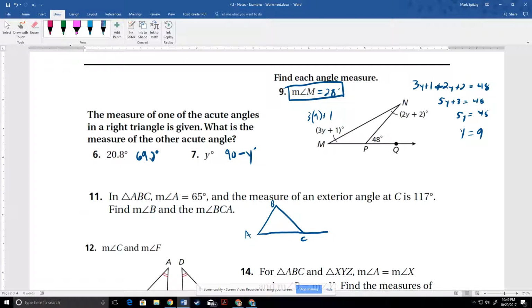So we know that angle A is 65. We know that the exterior angle is 117. So it says we want to find B and then BCA. So basically this one and this one. Well, we could find BCA pretty straightforwardly, but we do know that the sum of these two angles, angle A and angle B, is going to add up to this exterior angle right here. So basically 117 minus 65. Right? And so we get 52 degrees. So we know that this is 52. And you could either do the triangle sum to get this interior angle at C, or you can just subtract and get 63. So there you go.